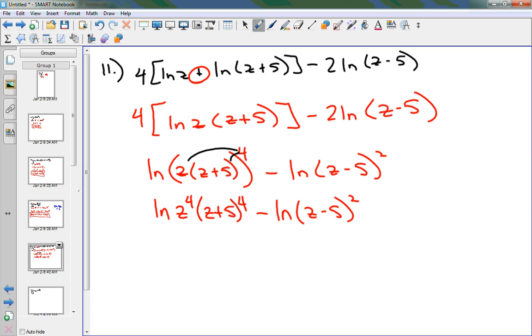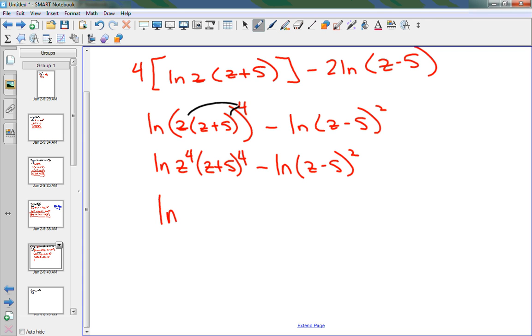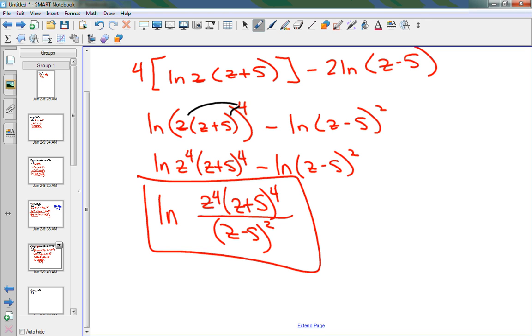Could I have distributed that z first before I put the 4 on? Absolutely. There's more than one answer to this. Okay? Now I see subtraction in log world, and what is that? Division. So this is the natural log of z to the 4th times z plus 5 to the fourth divided by z minus 5 squared. How do you know when you're done? Whenever you have one log or natural log. Does that make sense?